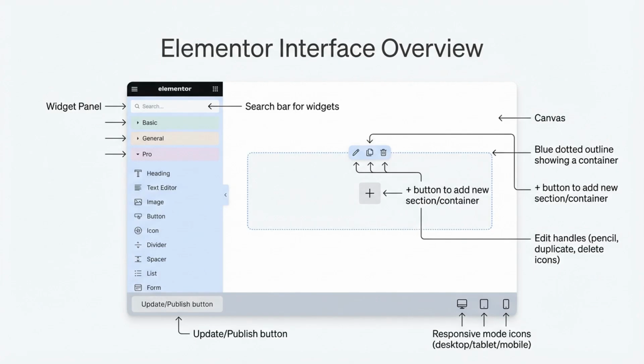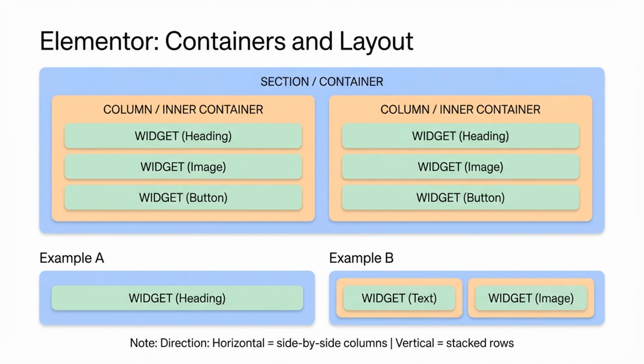The Elementor interface has 2 main areas. On the left is the widget panel. This is where you search for and drag elements like headings, images, buttons, and forms. The main area on the right is your canvas. This is where you build. You add containers or sections first, then drop widgets inside them. At the bottom, you have your Save button and icons to preview how your design looks on desktop, tablet, and mobile. Understanding how Elementor structures a page is crucial.